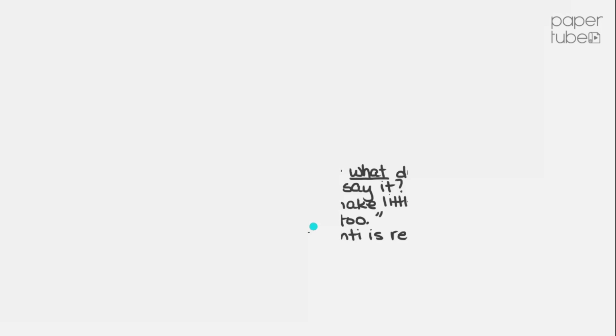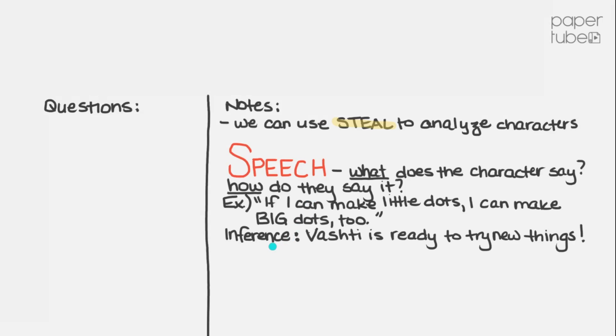Based on that quote and my own life experience, here's the inference that I was able to come up with. Vashti is ready to try new things. I know for myself, when I am starting something new and I am just starting to figure it out, I realize more of the things I can do while I'm working on the things I already know how to do. And usually I want to try those new things, and I'm ready at that point to try those new things. So my life experience is helping me infer from that quote that Vashti is ready to try new things too.